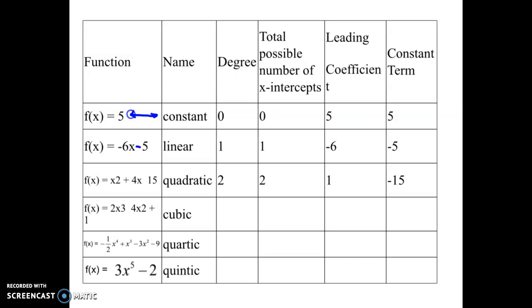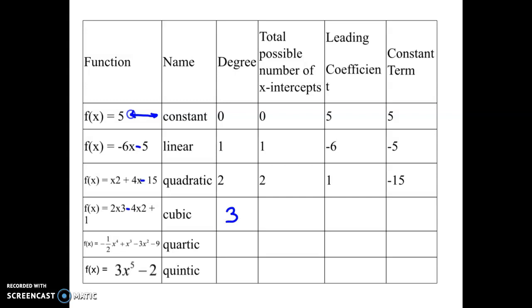The next one, x squared plus 4x minus 15. This one has a squared as its highest power, and we call that quadratic. Again, you guys have done those ones so far. The next one here is 2x to the power 3 minus 4x squared plus 1. Here the highest power is a power of 3. A power of 3 we call a cubic function. So again, if it's degree 3, we call it cubic.